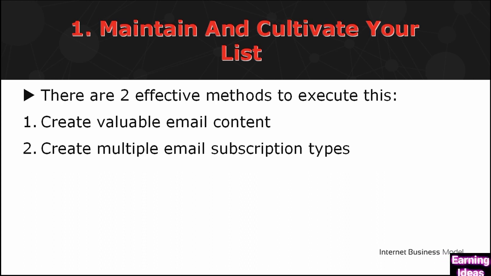1. Create valuable email content. Your content must offer incredible value if you want your subscribers to stay subscribed and forward your email to their family or friends that are not on the list. 2. Create multiple email subscription types. By segregating your email subscription types, you can be more focused by sending more targeted content to a very specific audience. The people in your list are more likely to click through emails that are specifically for them. Always bear in mind that you need to stay true to why people in your list opted in.